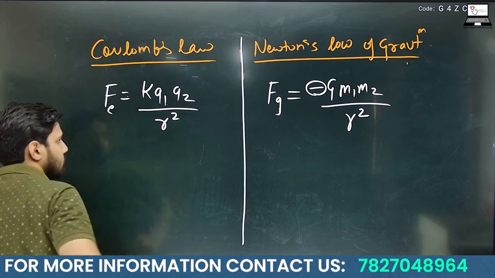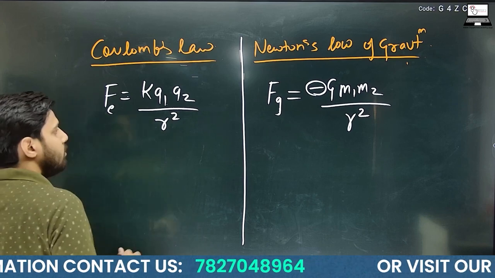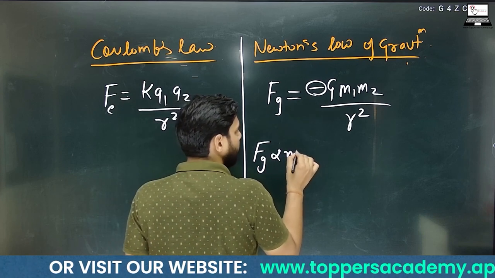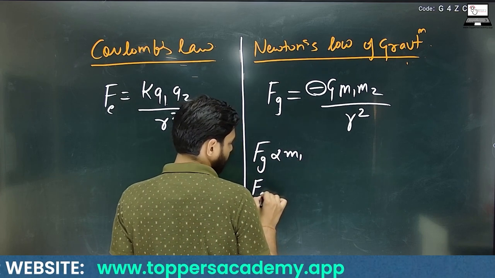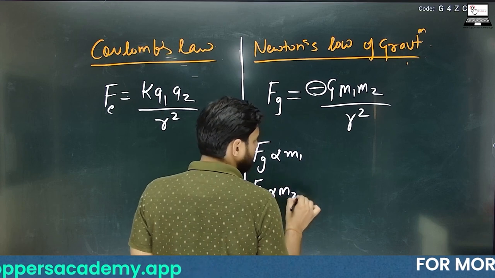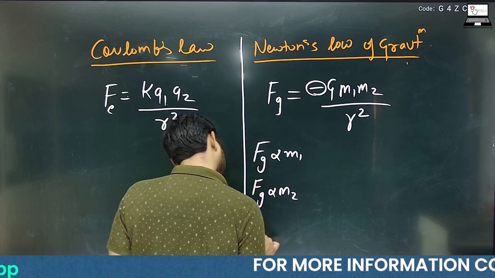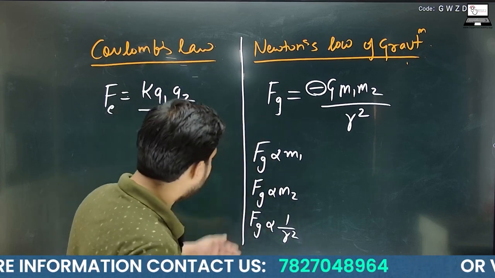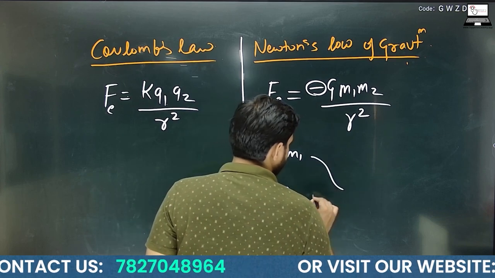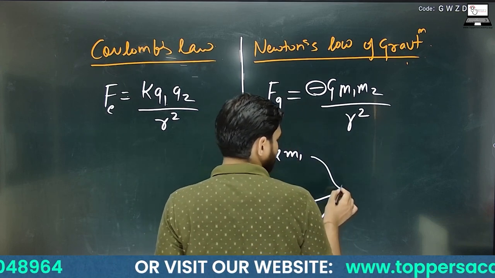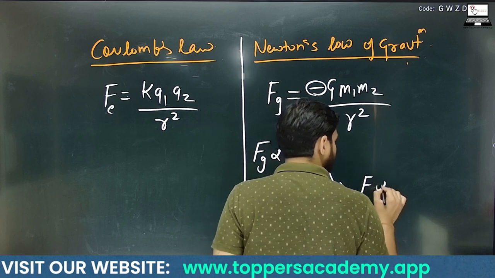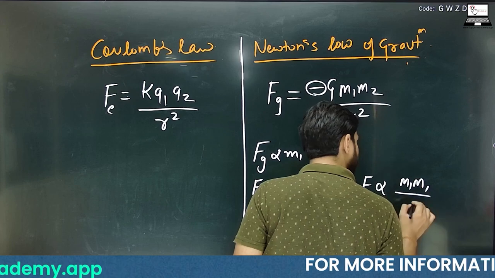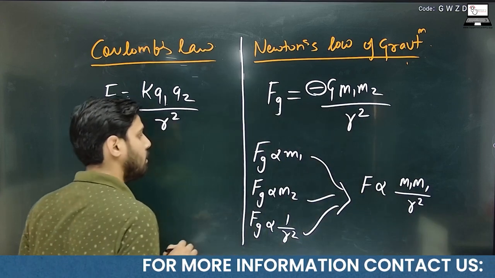So here in gravitation, we already know that Fg is proportional to m1, Fg is proportional to m2, and Fg is proportional to 1 by r square. By combining all these, we say F is proportional to m1 m2 upon r square.